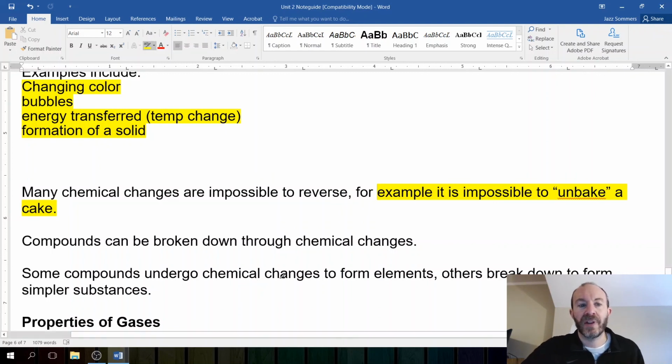Okay, so now you've got a good idea of what a physical change is, what a chemical change is, and what physical properties and chemical properties are.